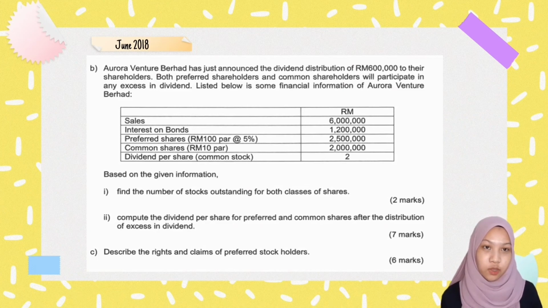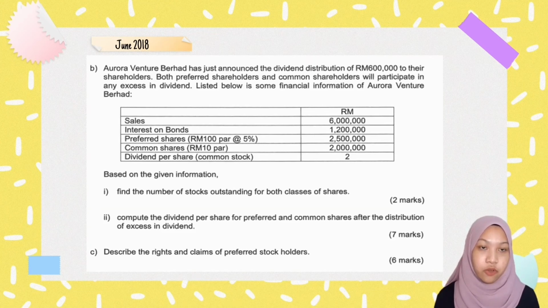Assalamualaikum warahmatullahi wabarakatuh. My name is Anashimi and I am from BA 145D. Now we are going to answer the question for participating preferred stocks. I'm going to explain question June 2018, Question B1. Firstly, let's read the question together.